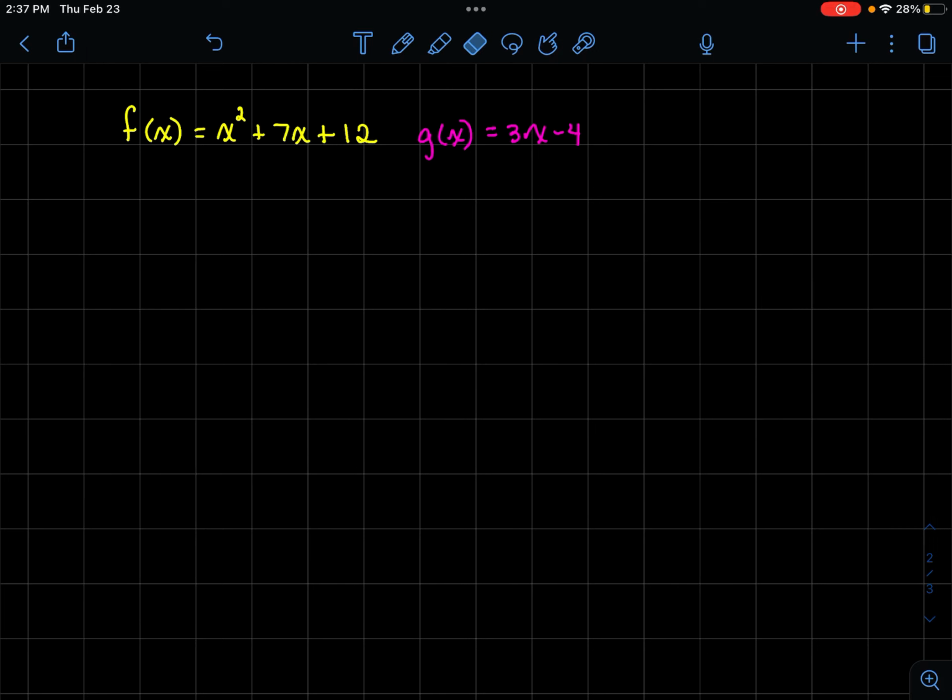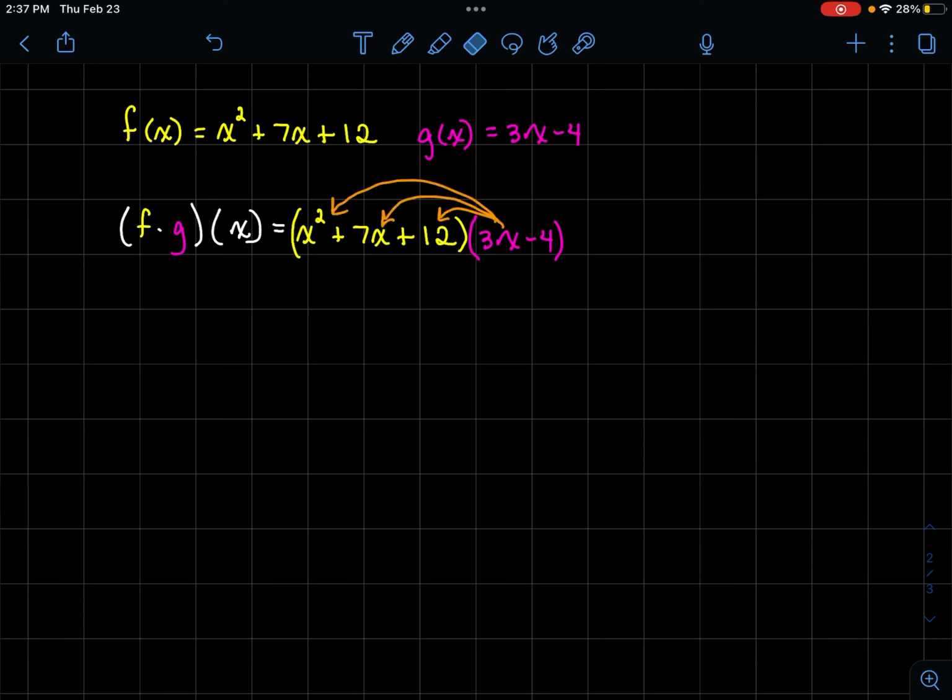That's adding and subtracting. Let's try multiplication, and we're going to do that with two different functions. So now we have f of x is going to be x squared plus 7x plus 12. g of x is going to be the function 3x minus 4, and we want to know what f times g is. Or in other words, what is yellow times pink? Here's our yellow function times the pink function.